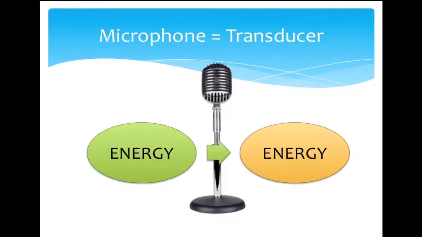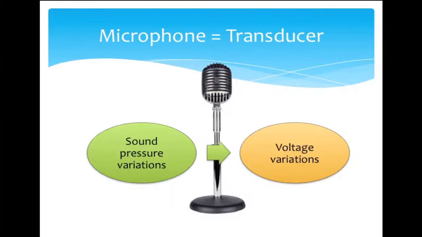The basic function of a microphone is to be a transducer, which just means it converts one type of energy into another type of energy, and it tries to do that with as little variation from the original source as possible. So, for example, when a person sings, they cause sound pressure variations to travel through the air, and these are converted by the microphone into voltage variations in a wire.